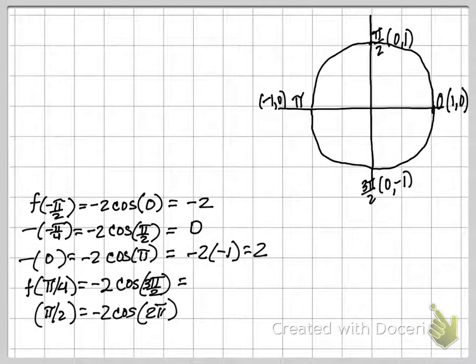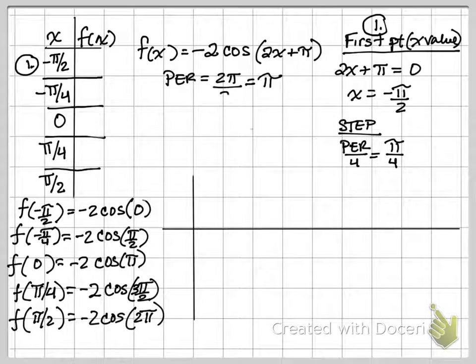Cosine of 3 pi over 2, here, the x-coordinate is 0. So that's negative 2 times 0, which is 0. And then finally back around to 2 pi, and I get negative 2 times the cosine of 2 pi, which is 1. And I can go back and fill in those points. So what was that? That was negative 2, 0, 2, 0, negative 2.